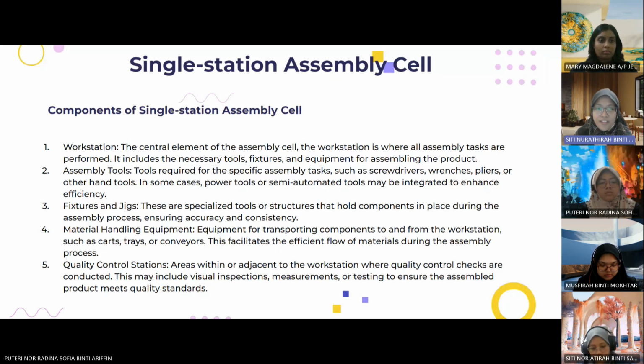The fourth is material handling equipment. Equipment for transporting components to and from the workstation, such as carts, trays, or conveyors. This facilitates the efficient flow of materials during the assembly process.